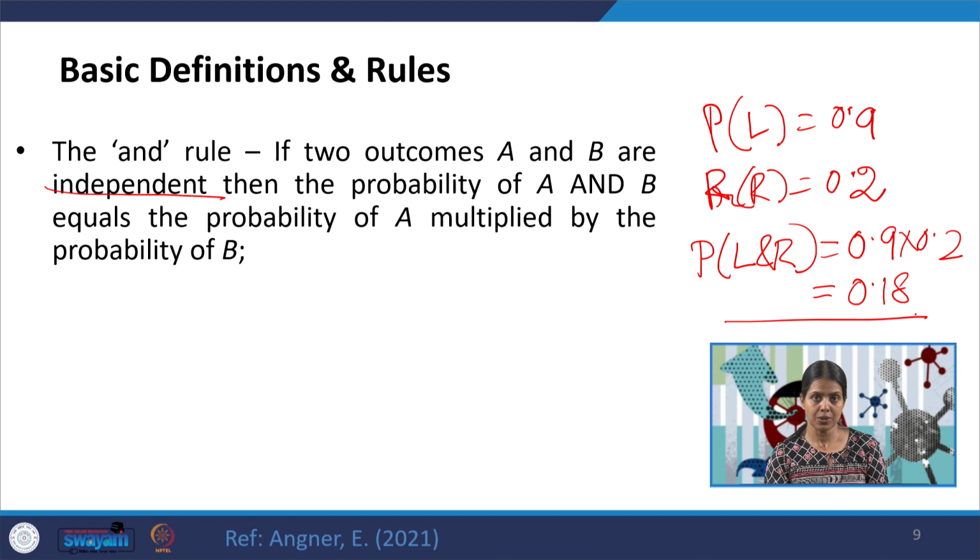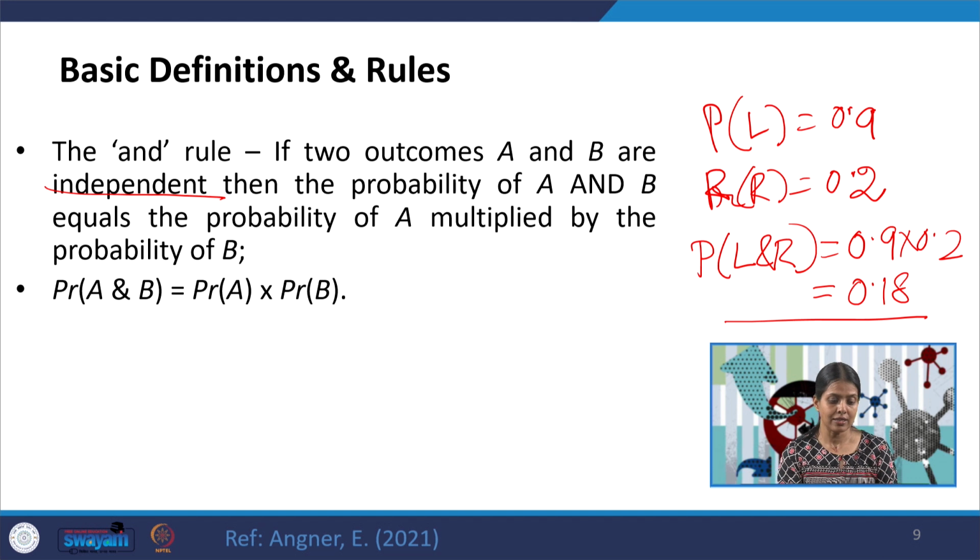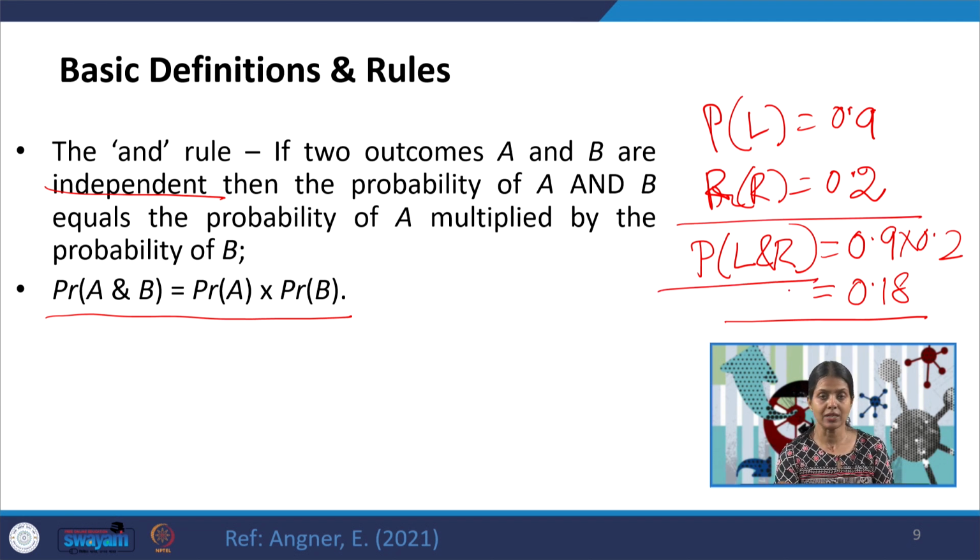Something like this we studied during the discussion on the conjunction fallacy as described by Kahneman and Tversky. This is the same rule that applies here. Now, we take another example. Generally, we would be writing it as probability of A and B equals probability of A multiplied by probability of B. So, you can see it here.